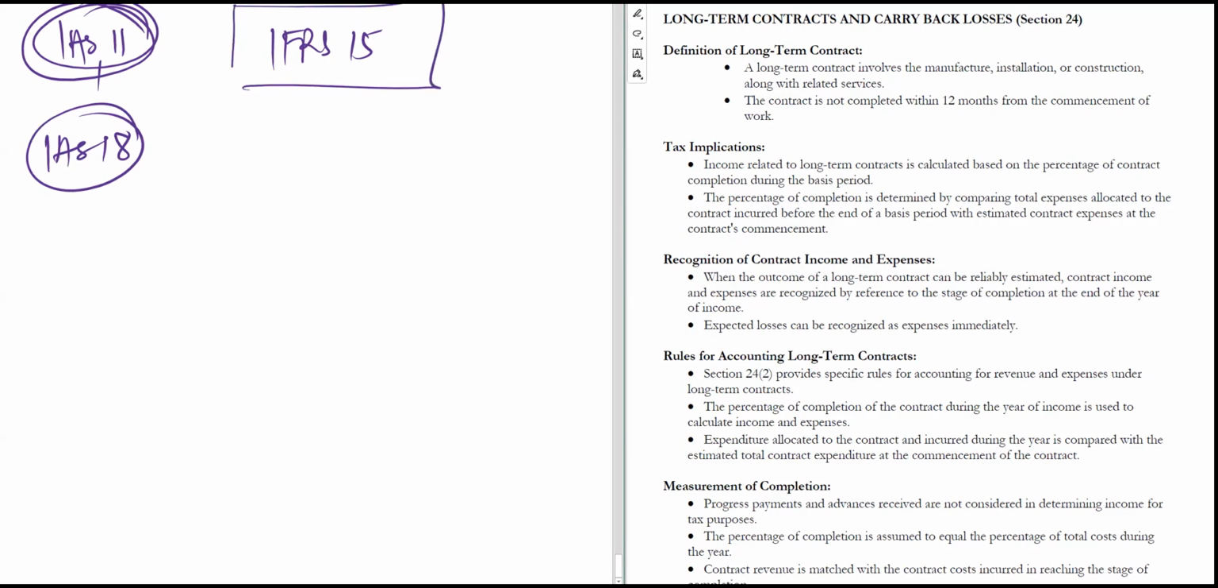Tax has not yet adopted, unless maybe there's an amendment that is going to implement this IFRS 15 revenue from contract with customers. However, when it comes to revenue recognition, we still use the rules under both IAS 18 and IFRS 15 to determine revenue for tax purposes, right? That is from your ordinary course of business. Okay, so we are saying that income related to long-term contracts is calculated based on the stage of completion.